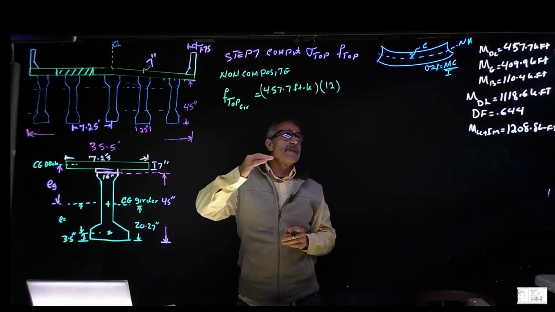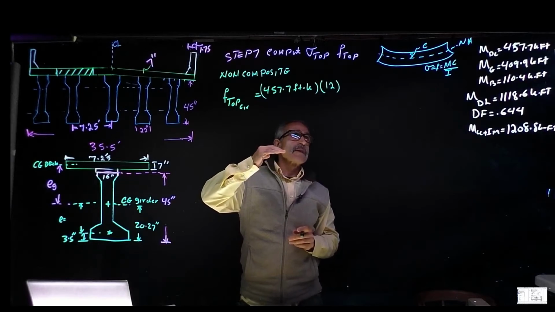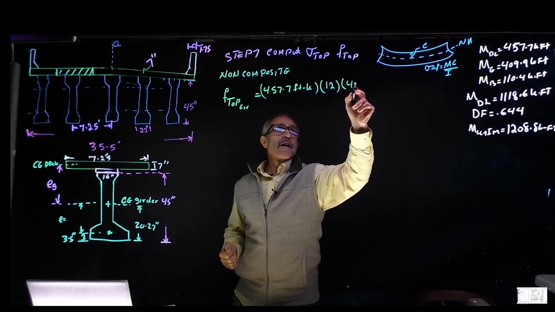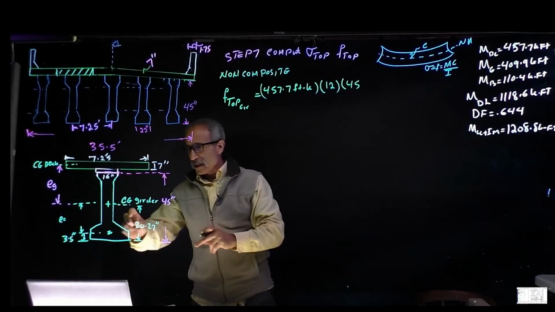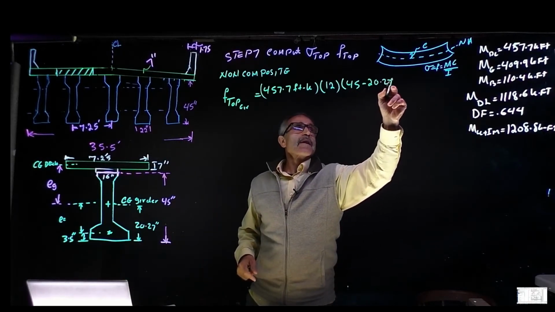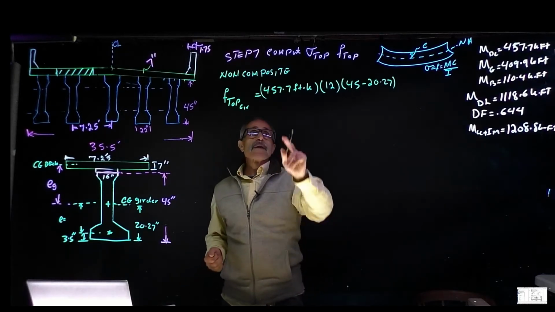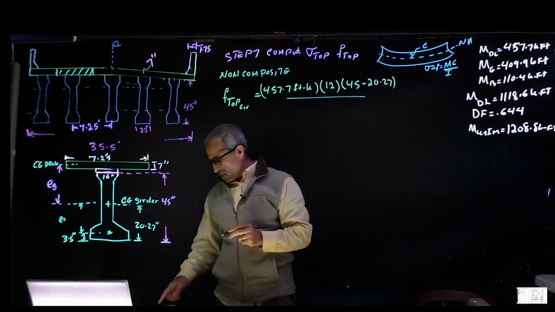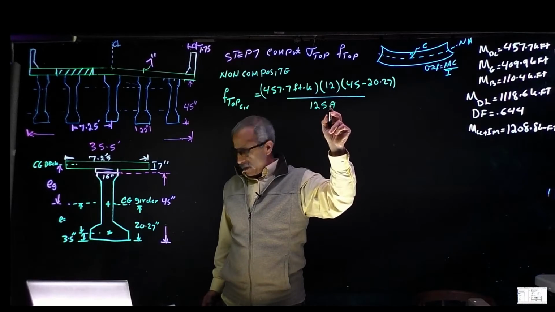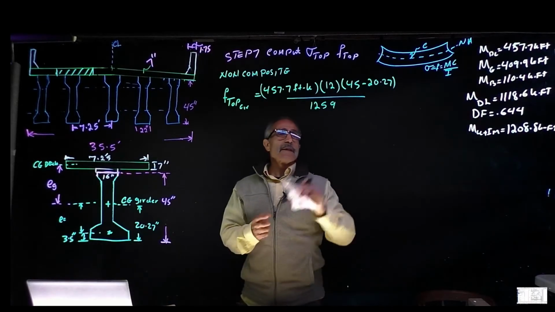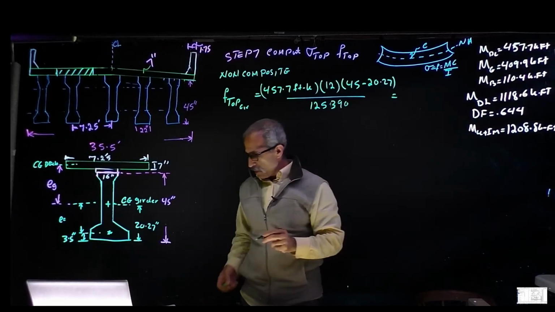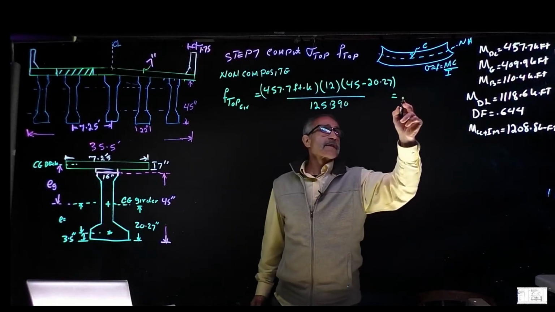So multiply by 12, and then times C. C is the distance from the neutral axis to the top. In this case, it's from here to there, which is 45 inch minus this portion, minus 20.27. And then divided by the moment of inertia of the girder, which came out to be 125,390, and that comes out to 1.08 KSI.